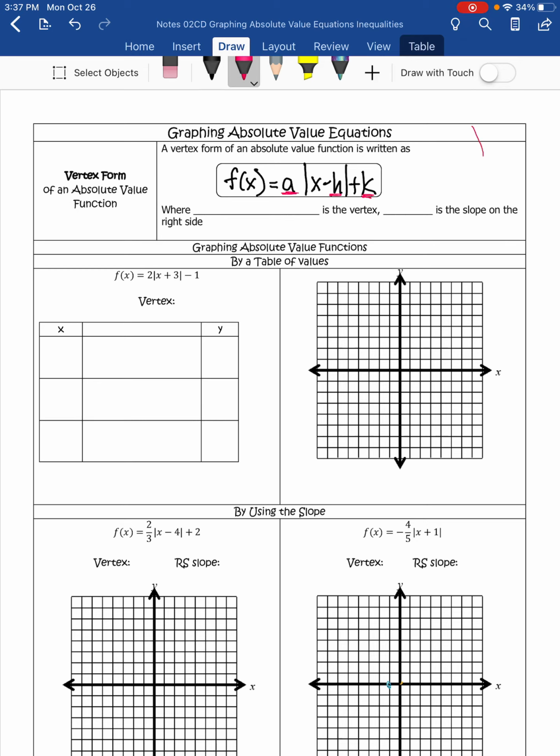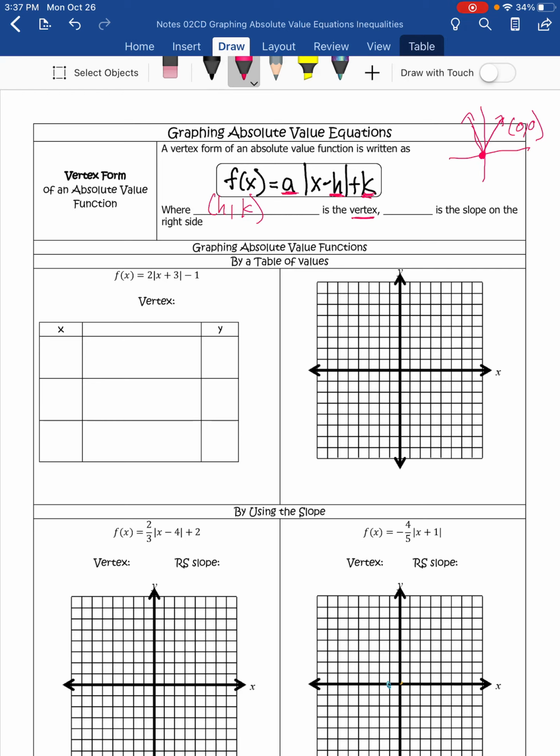Okay, so absolute value equations, they have what's called a vertex. That's where the graph changes direction. This is the vertex here. So h and k actually represent the vertex of your graph. So how many spaces to the right and to the left would it be if we were talking about our parent function? h and k would be 0, 0. Okay, so h and k represent the vertex of your absolute value graph.